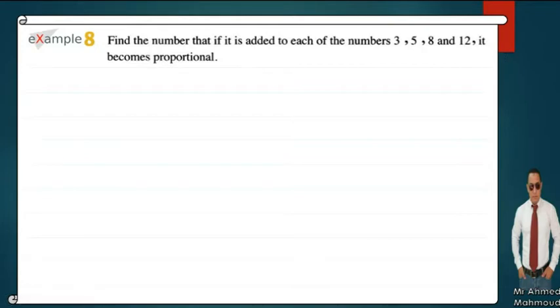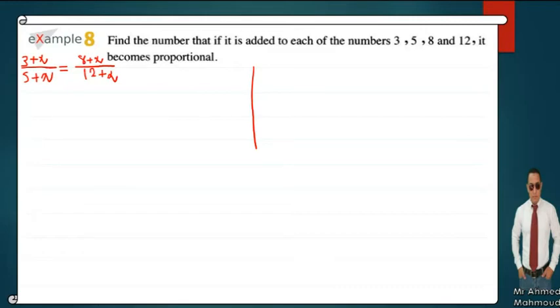Find the number that, if it is added to each of the numbers 3, 5, 8, and 12, they become proportional. Okay, first I suppose that this number is x, therefore (3 + x) over (5 + x). When they are proportional, then the first ratio equals the second ratio. Okay, (8 + x) over (12 + x).